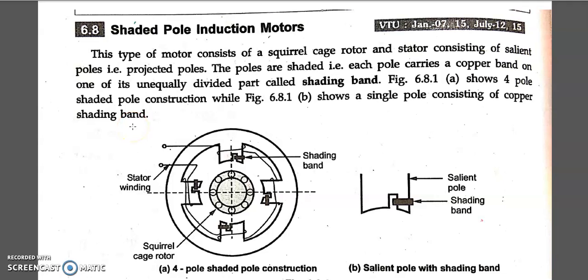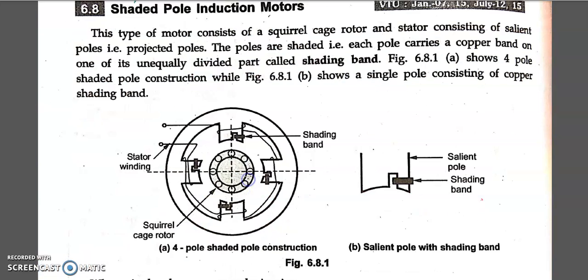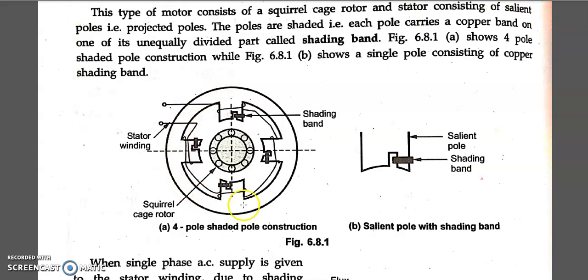Hello guys, let's see how a shaded pole induction motor works. You can see here in the diagram, this is your stator, and there are 4 poles in the stator winding, and this is your rotor, a squirrel cage rotor. One of your stator poles is enlarged over here.